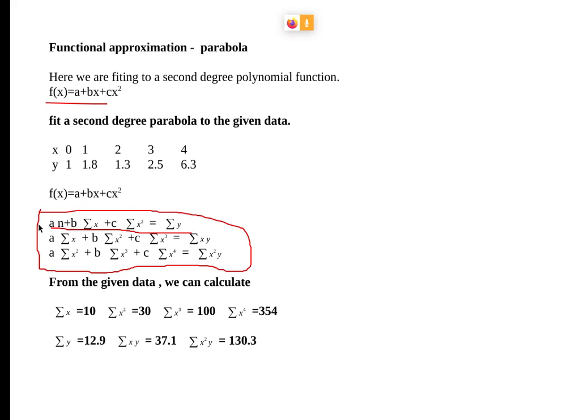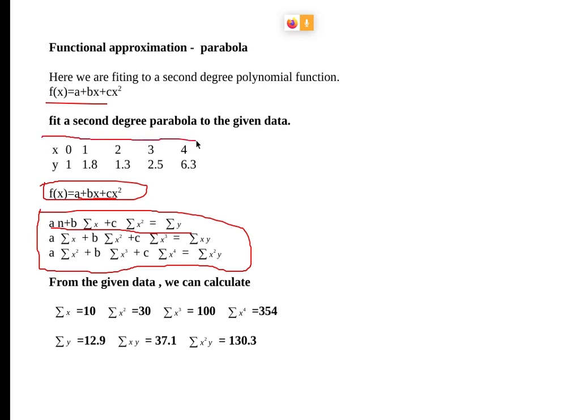So you will be getting three linear equations connecting the variables a, b and c. By solving these three equations, we will get the values of a, b and c. And putting those values in this equation, we can form the second degree equation for the given data. Let's see with an example.